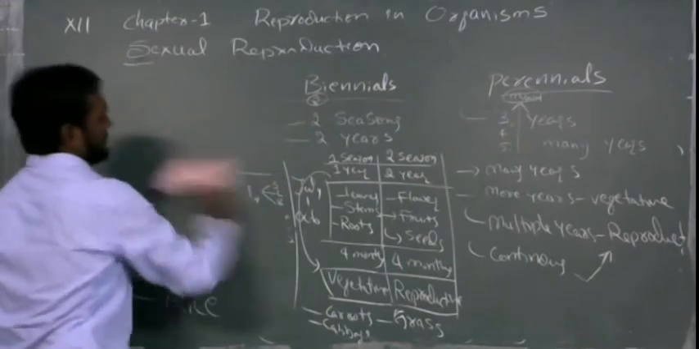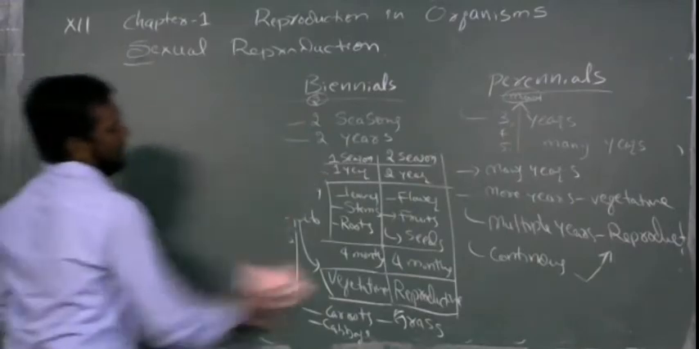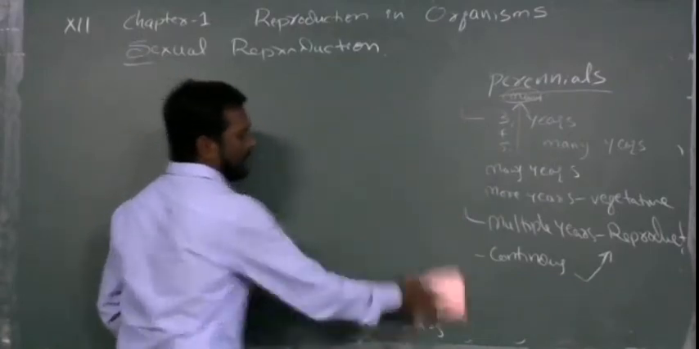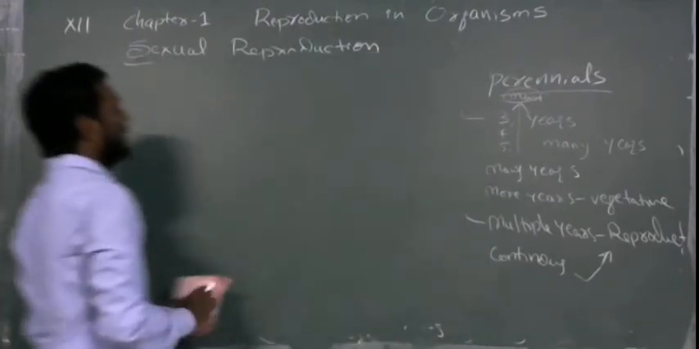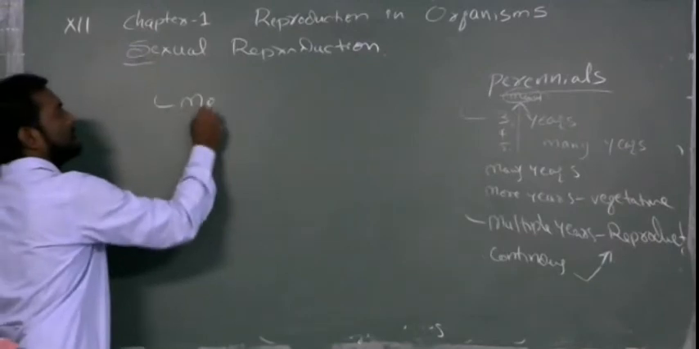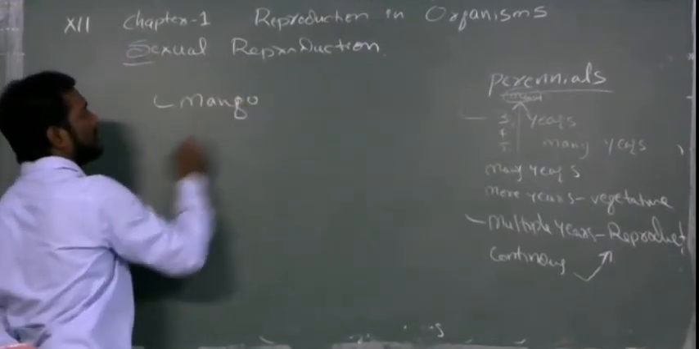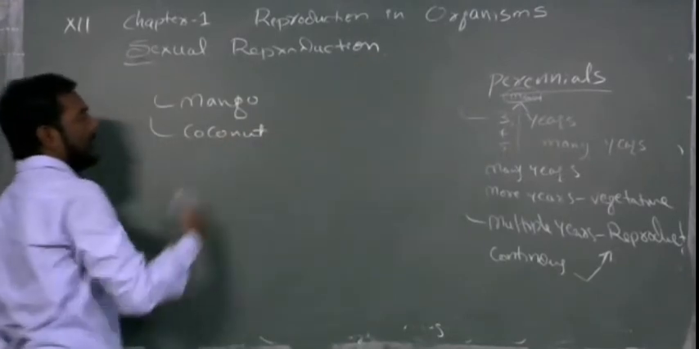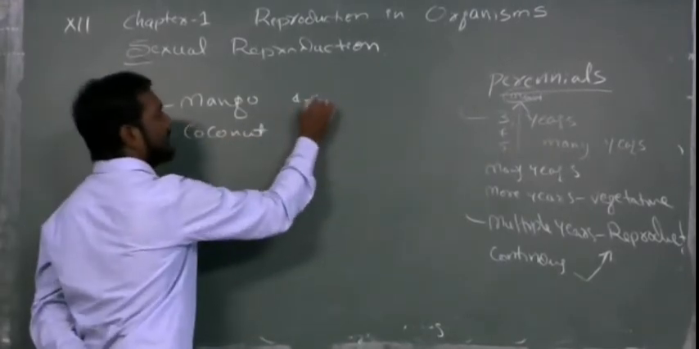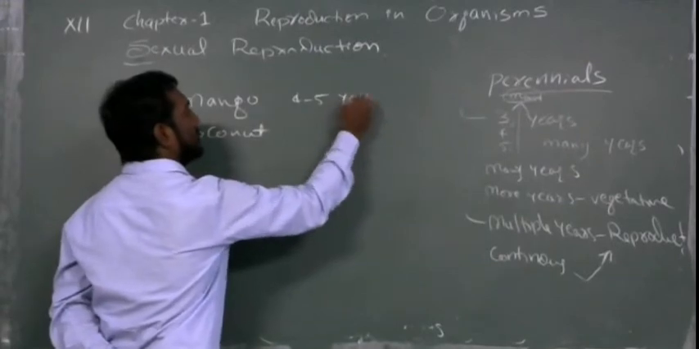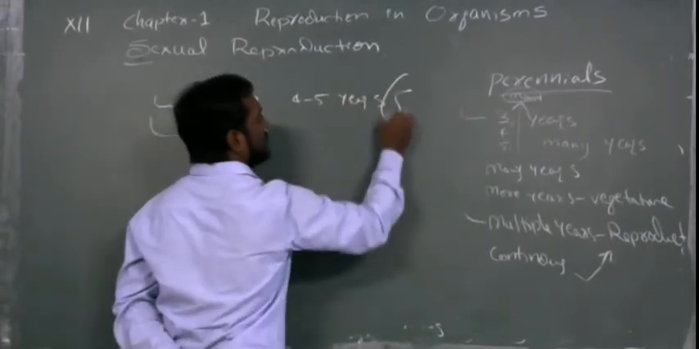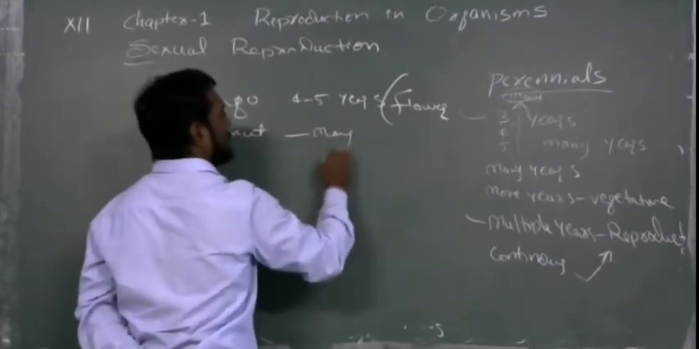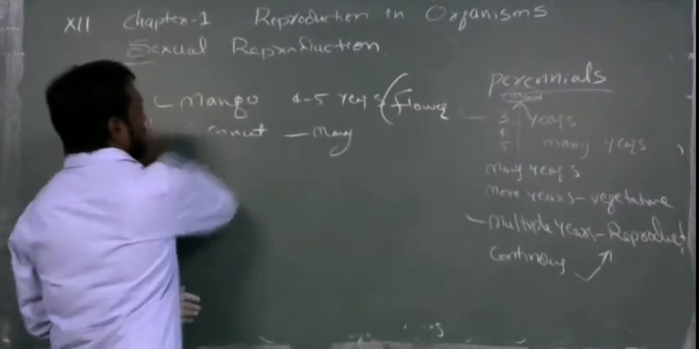Perennials need many years to survive, to grow, to give service to humankind. Like the example of the mango and coconut, they take near 4 to 5 years to start flowering, even many years. So, these are examples.